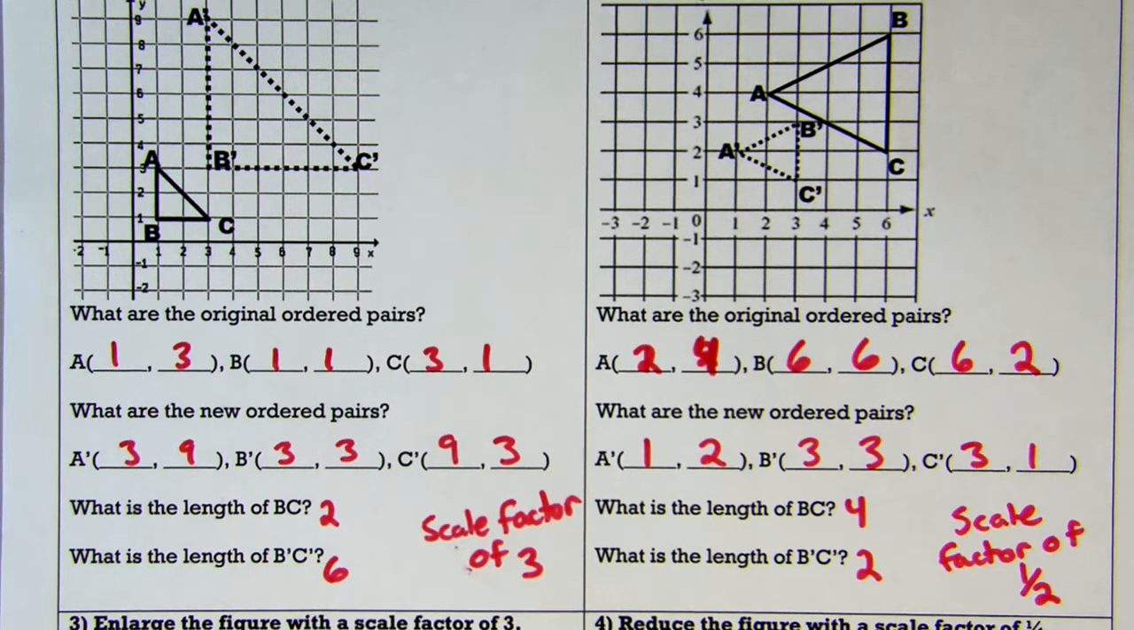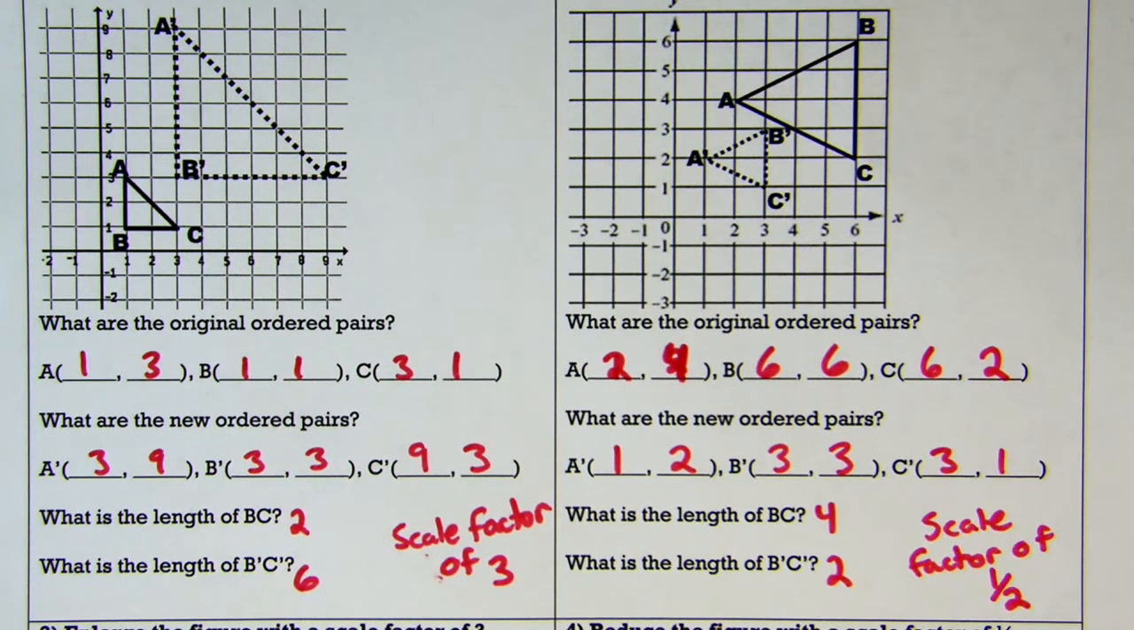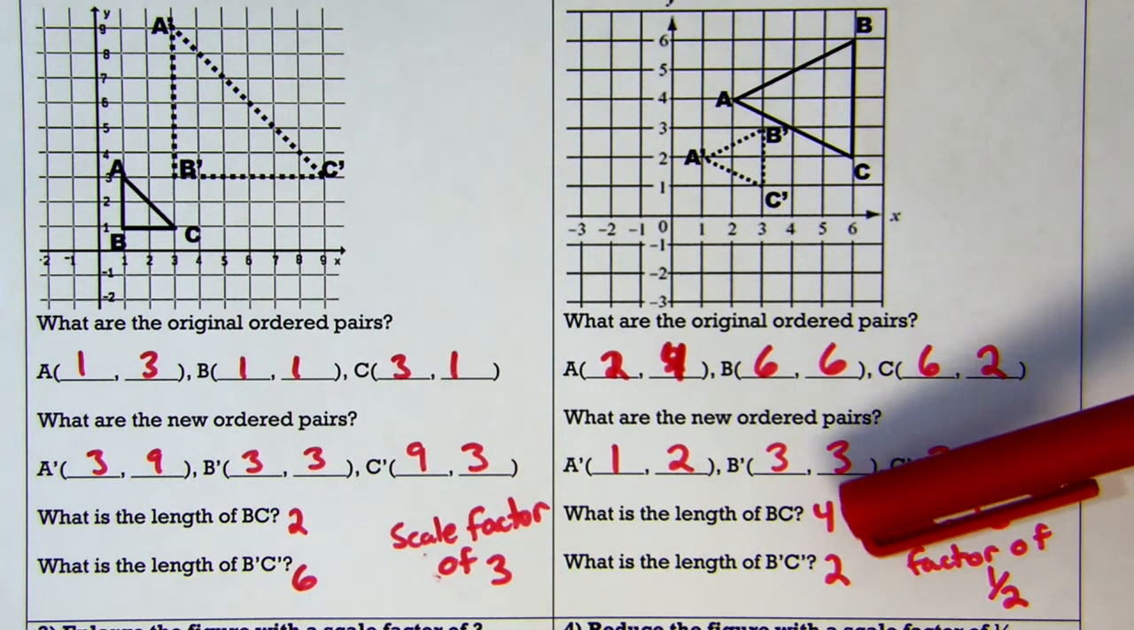For number 2, you should have gotten a scale factor of half. In this case it gets smaller, so that's why our scale factor is a fraction, and it's proven by the length of side BC being 4 to 2.